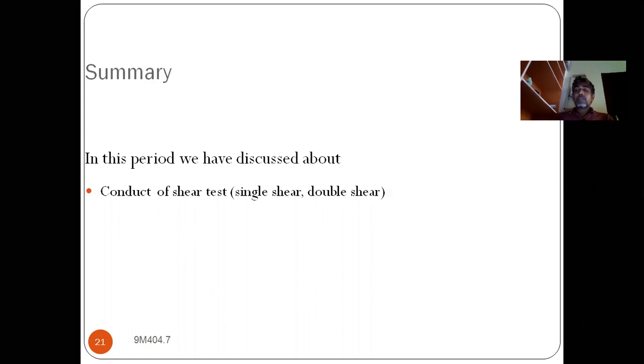And when the fracture takes place, the shear strength will be calculated by using how much transverse load is applied and what is the cross sectional area under shear. From that, we will find out the shear strength. Similarly, we will find out the shear strength for a double shear also.